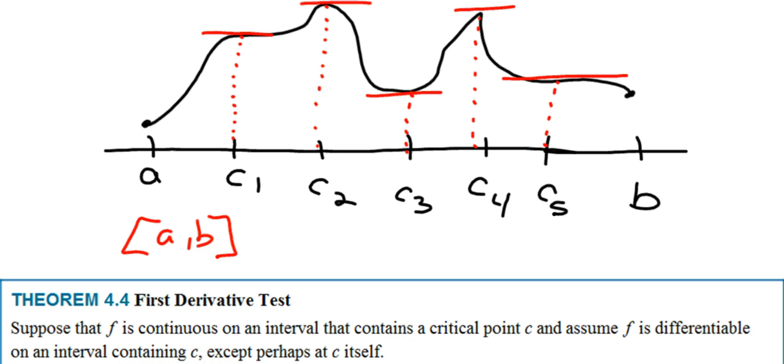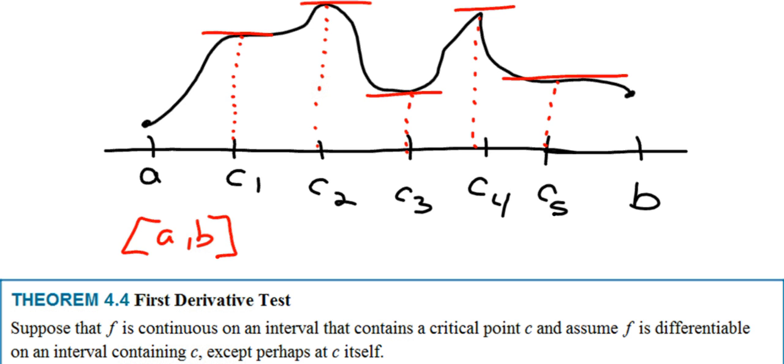Yes, there was a horizontal tangent, but I was still an increasing function. So I have also that at C sub 2, I could have a local max there. It is a max. I went from increasing to decreasing. At C sub 3, I went from decreasing to increasing, so I did have a local min. At C sub 4, I have a horizontal tangent, but because of that corner or cusp, I'm not differentiable there, so I don't have an extrema there.